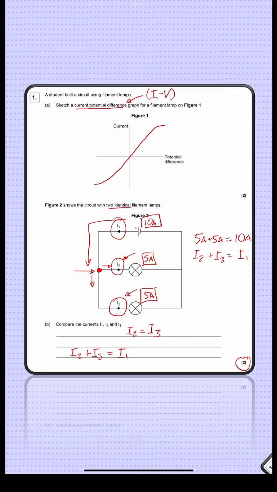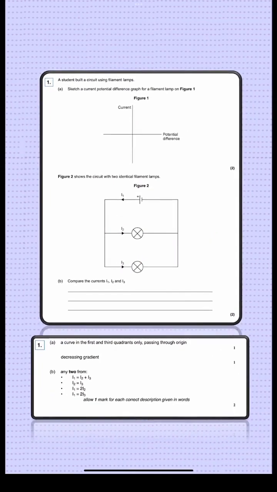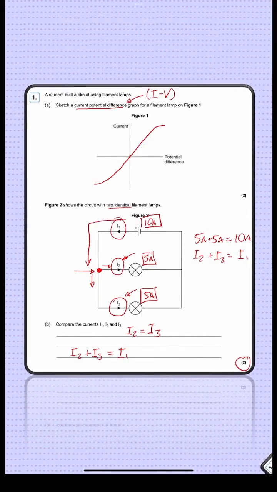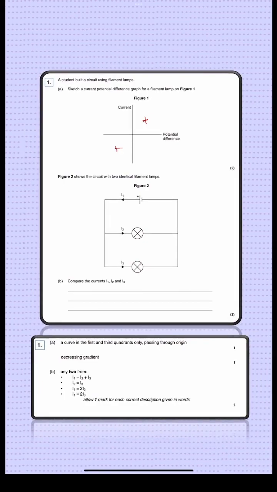So let's take a look at the mark scheme and what exactly it wants. First one, a curve in the first and third quadrant only. The first quadrant is here, the third quadrant is there. Passing through the origin, yes, we did pass through the origin. If we look back, yep, we did. So that was fine. Second, I1 is equal to I2 plus I3. Yep, we got that mark. And then I2 is equal to I3. We mentioned that as well. So we get 2 marks and 2 marks there, 4 marks.